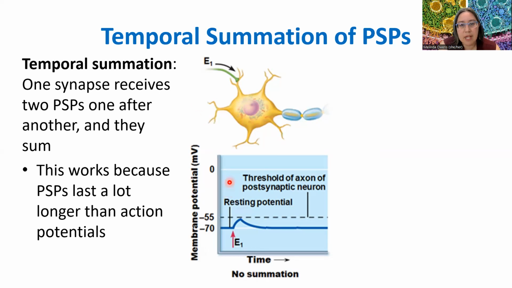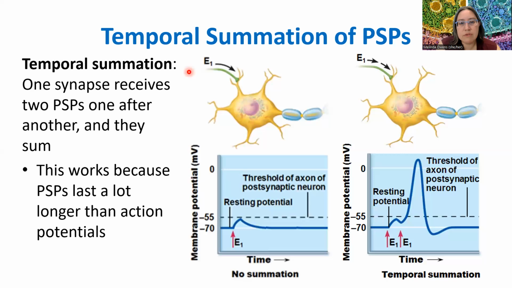So here's an example. This synapse fires once. It gives you this EPSP. It's subthreshold. Okay, what about this? Instead of just one action potential, it's going to happen twice. So you have one action potential, and it does start to decay, right? Because of cable theory, over time the voltage decays. So it starts to decay.